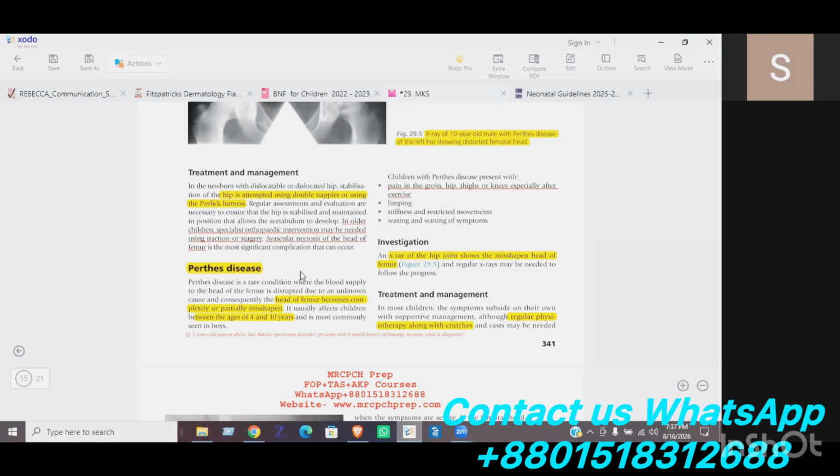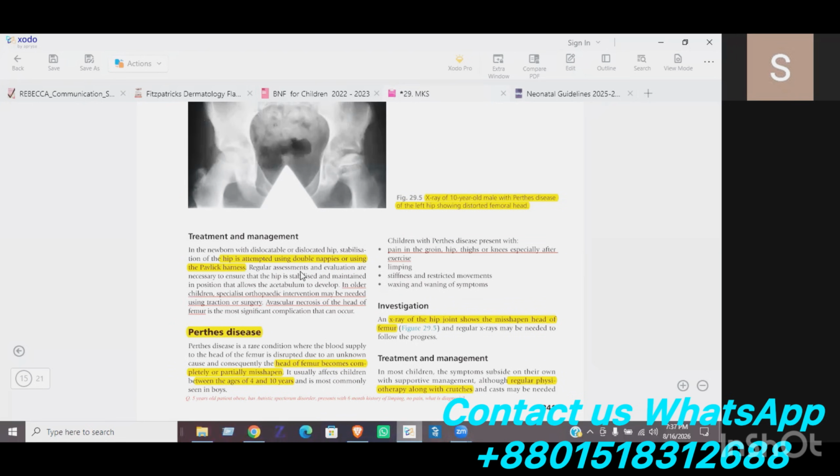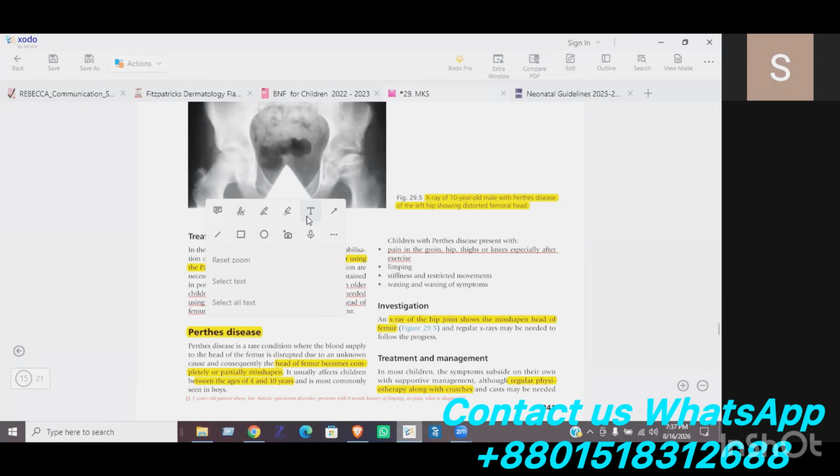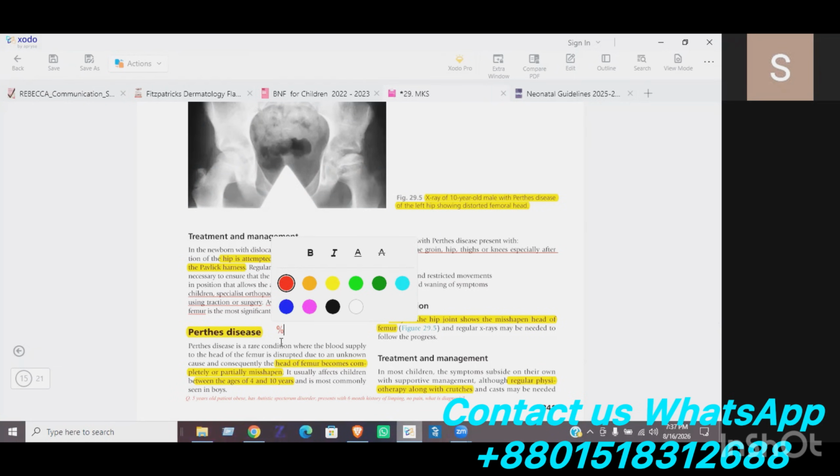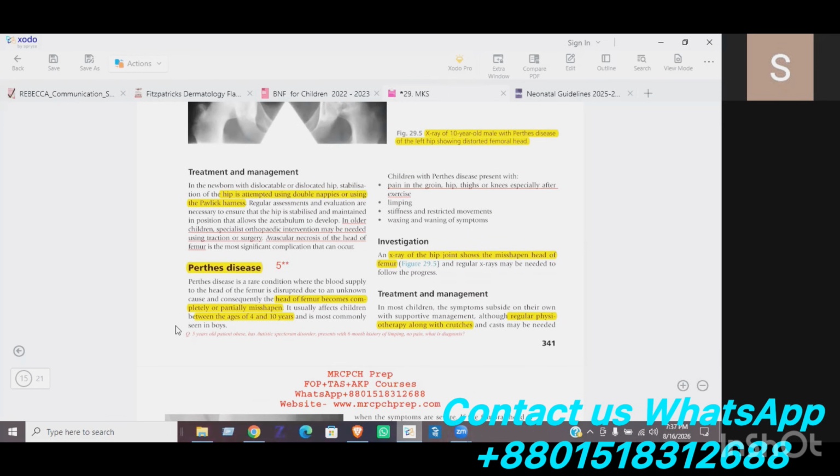This other topic is Perthes disease. This is the most important for us. This is also a five-star topic, also important in MRCPCS. What is the difference between DDH and Perthes disease?